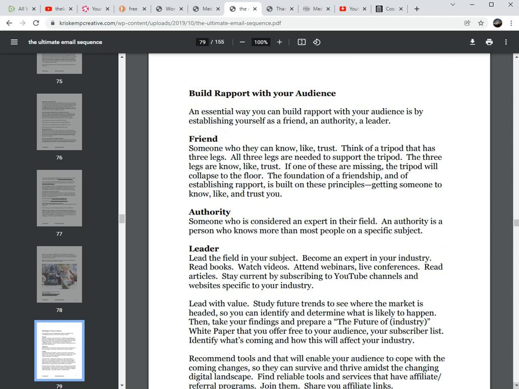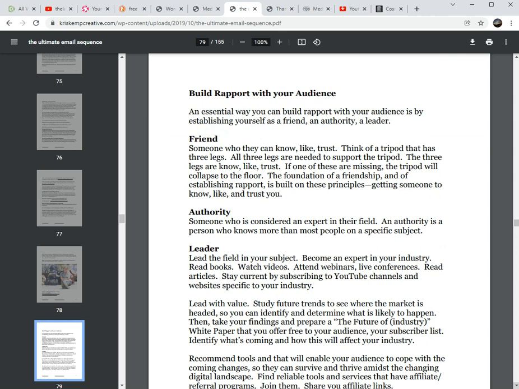Another way you can build rapport or strengthen that relationship with your audience is when you're an authority. An authority is someone who's an expert in their field, but an authority can also be someone who knows a little bit more than someone else in the field, right?